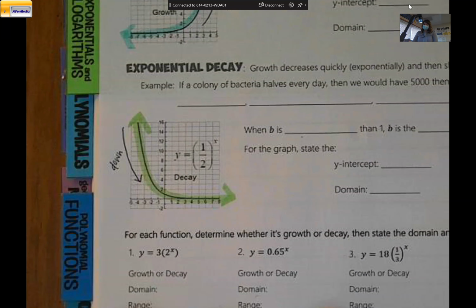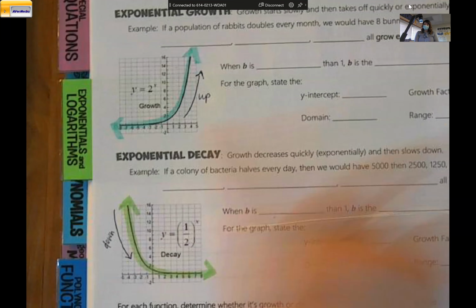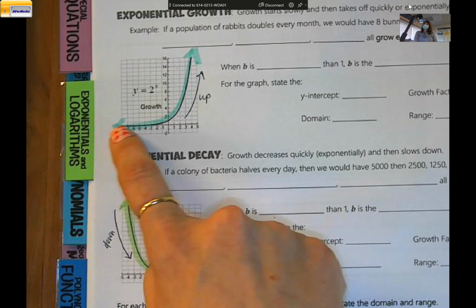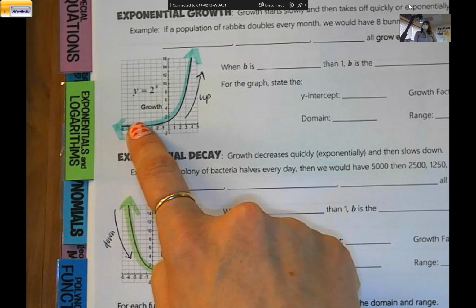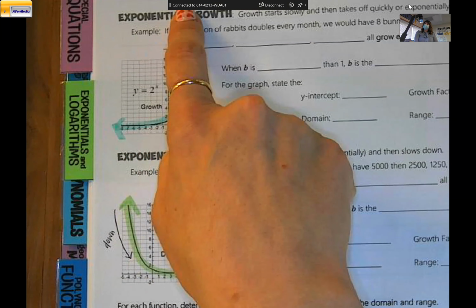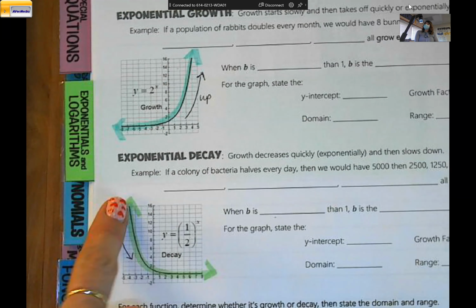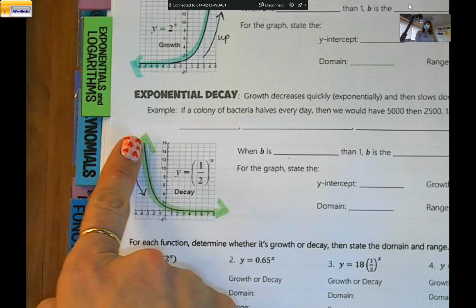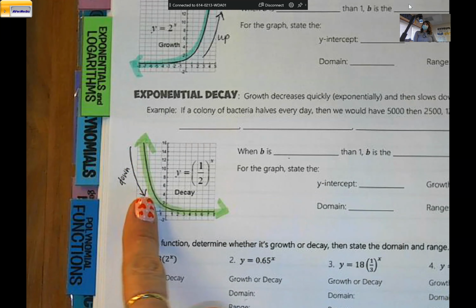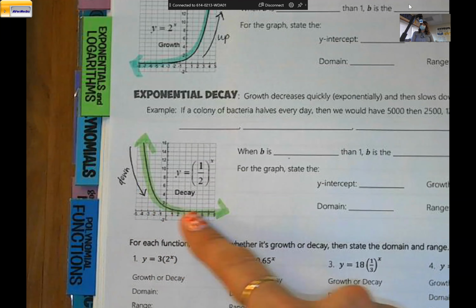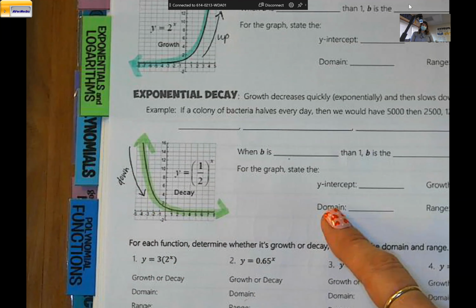So the biggest difference between exponential growth and exponential decay is that this guy starts around 0 and stays there for a while, then shoots up all of a sudden. And this guy decreases very quickly, and then once it gets towards 0, starts to slow down and stay at 0 for a while.